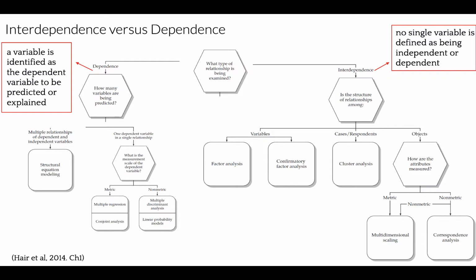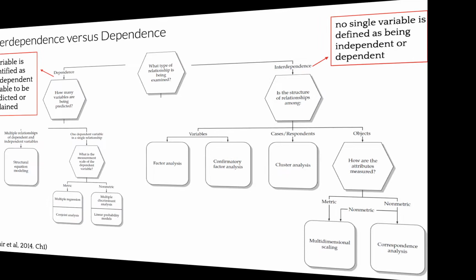As with dependence techniques, the measurement property should be considered. And generally, factor analysis and cluster analysis are considered to be metric interdependence techniques. However, non-metric data may be transformed through dummy variable coding. And if the interdependencies are measured by non-metric data, correspondence analysis is also an appropriate technique.